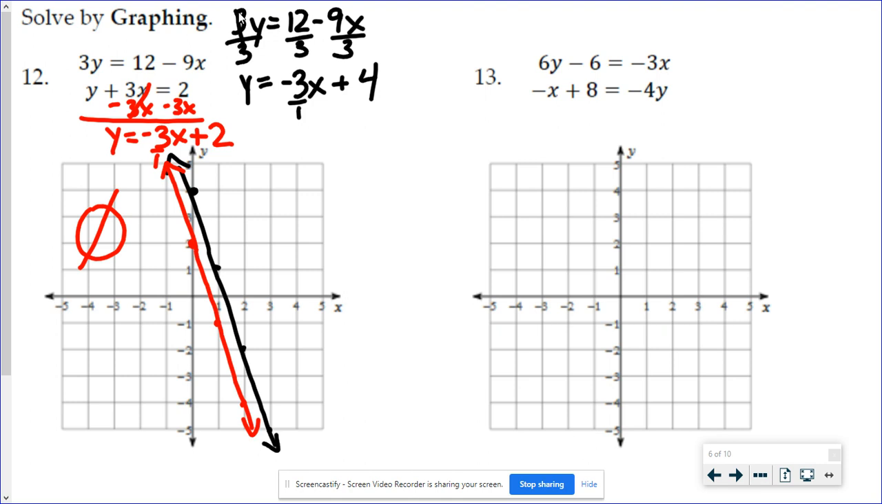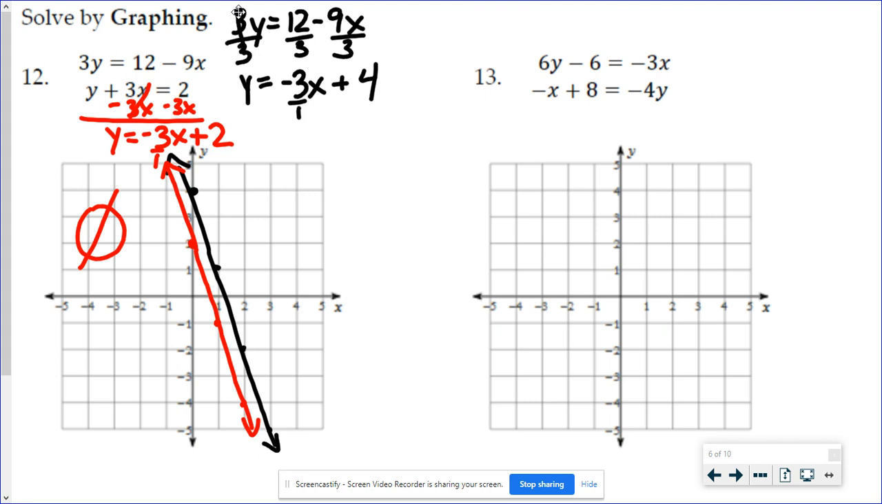If you would graph the two lines, or if you graph the first line and then realize the second line is exactly the same, that's when we get all points on the line. For number 13, this one is not going to be one of our special cases. These two, I'm telling you right now, are going to cross in 1 point.